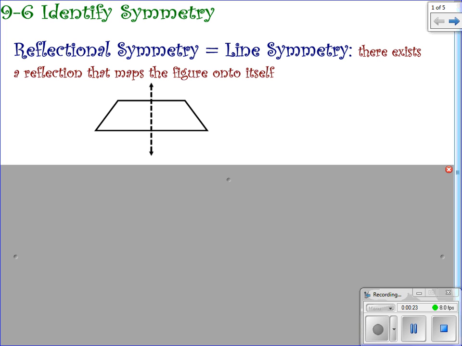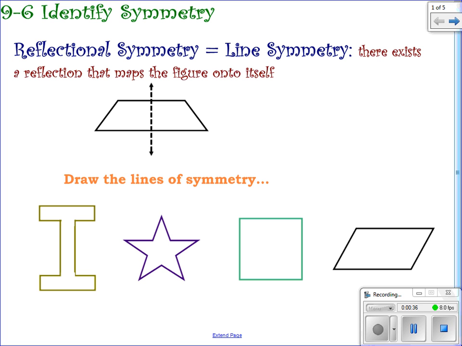Reflectional symmetry, or sometimes called line symmetry, is being able to draw a line on a shape so that when you fold it on that line, it would line up exactly and match, like a mirror image on each side. So what I want you to do on these four right here is to draw all of the lines of symmetry that you think are on there. I'm going to give you a minute or two to do so.